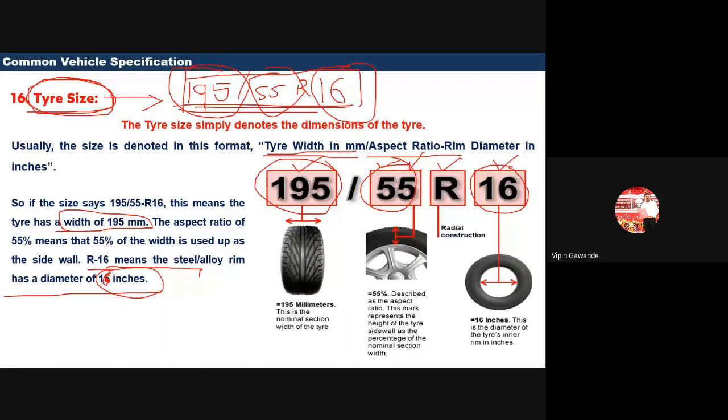So you have to be very careful about this one. 195 is the tire width in mm. 55 is our aspect ratio, which is given as a percentage. And 16 is the rim diameter.